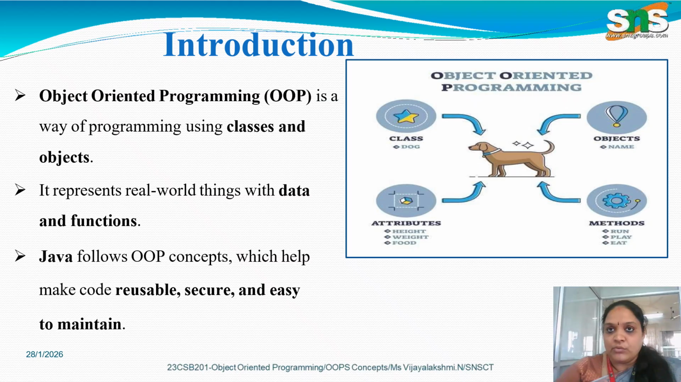Methods are nothing but the action or behavior of a particular class. Here we have taken class dog as the class name. The methods can be: it can run, it can play, it can eat. These are all the behaviors of the dog. And an object is a real-time entity. Java mainly follows OOPS concepts, where the code can be reusable, it is more secure, and it is easy to maintain as well.